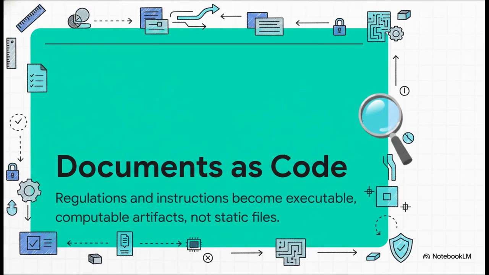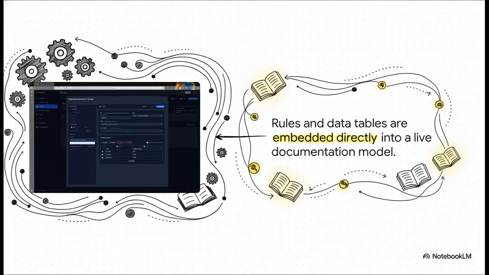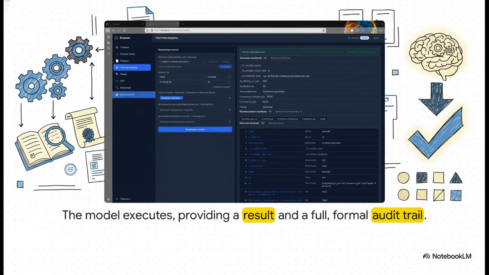So what's the fix? We call it documents as code. Your regulations become live, executable artifacts. See, your rules and data tables are embedded right into a single, dynamic documentation model. And here's the cool part. This model actually executes, giving you a clear result and a perfect audit trail.